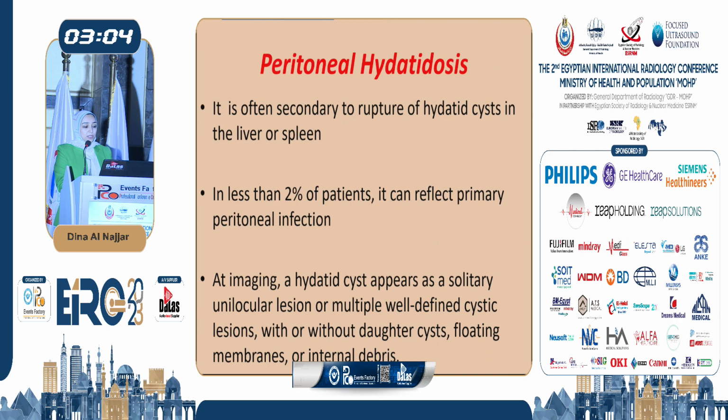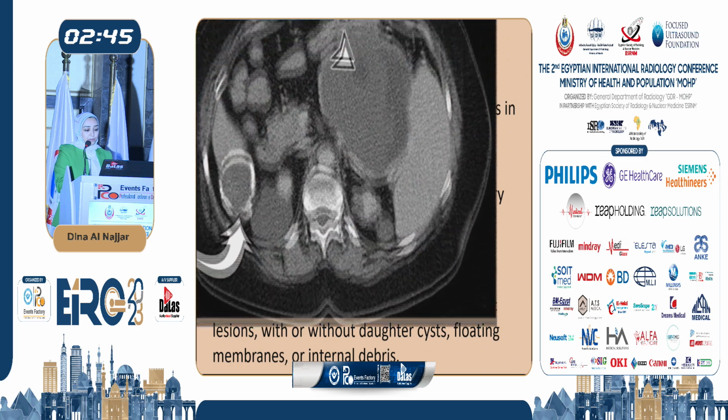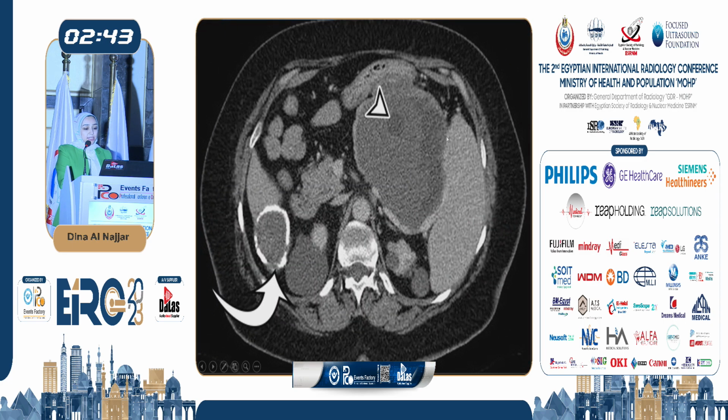Peritoneal hydatid is often secondary to rupture of a hydatid cyst in the liver or spleen, and in less than 2% of patients it can reflect primary peritoneal infection. On imaging, the hydatid appears as a solitary unilocular lesion or multilocular with multiple daughter cysts, floating membrane, or internal debris. This is a cystic lesion with multiple daughter cysts, so it is hydatid. Another hydatid lesion is seen here in segment 6 of the liver.